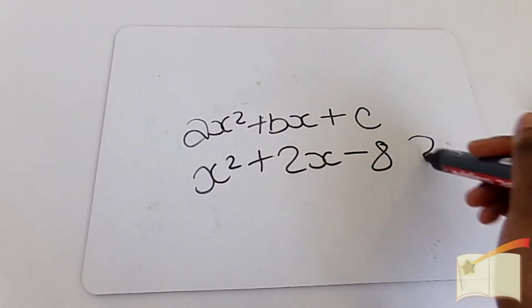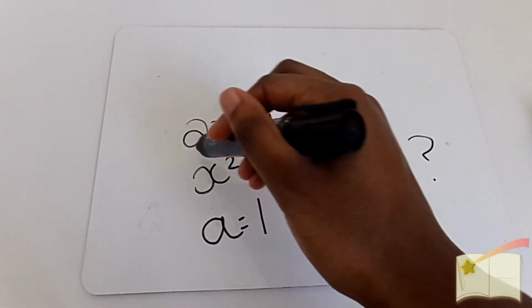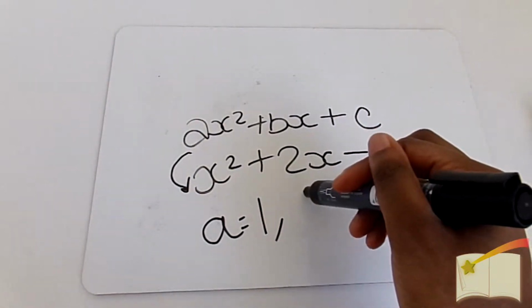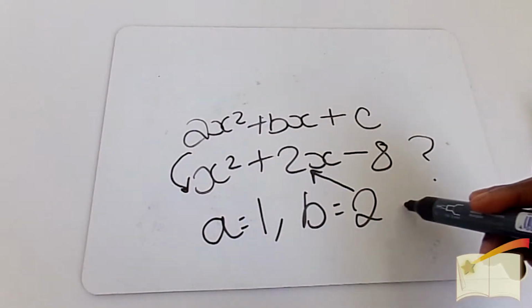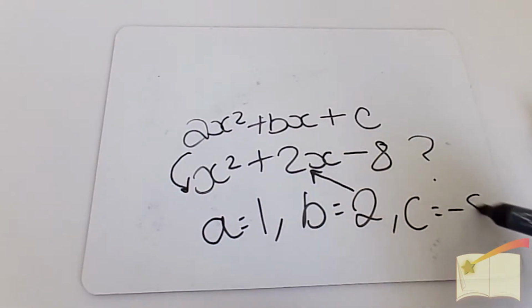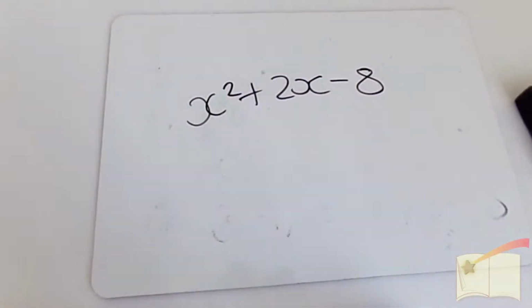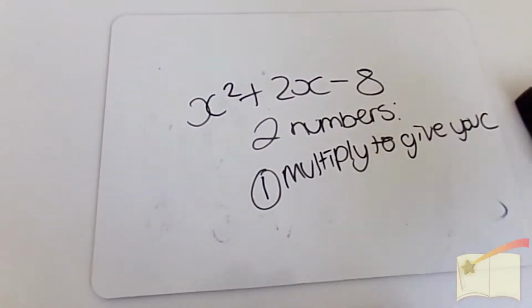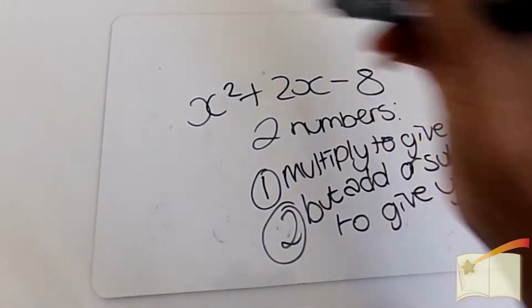So looking at the equation at the top, ax squared plus bx plus c, we can see that a equals 1, b equals 2, and c equals minus 8. So when you are factorising a quadratic equation, you need to find two numbers that multiply to give you c, but add together or subtract to give you b. When I say c and b, I'm referring to the form ax squared plus bx plus c. So using this example, b is 2 and c is minus 8.